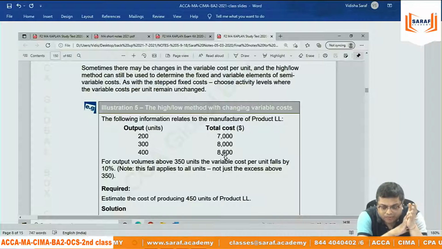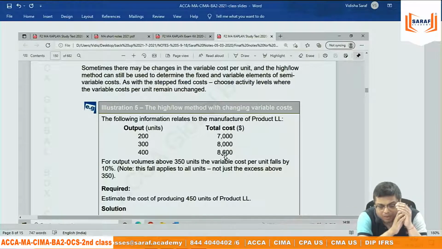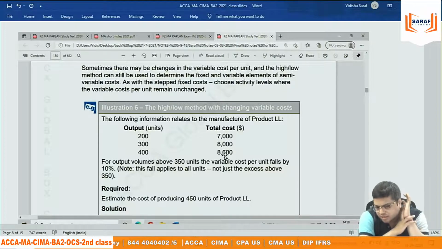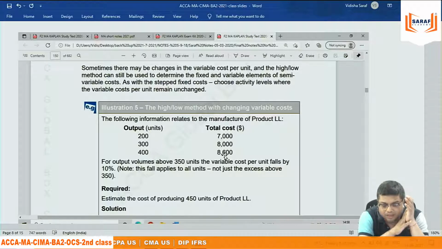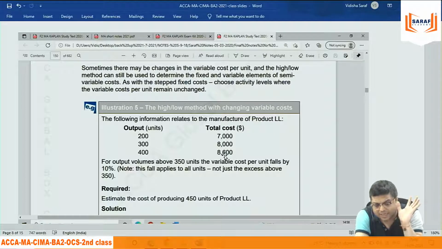Up till 350, there is some variable cost per unit. But beyond 350, the variable cost per unit will be 10% less. This fall applies to all units, not just the excess above 350. That means if you are producing 400 units, then the variable cost is 10% less not only for the units above 350, but 10% less for units 1 to 350 also. When the output is up till 350, the variable cost per unit is say X. When the output is above 350, the variable cost per unit from the first unit is 90% of X.